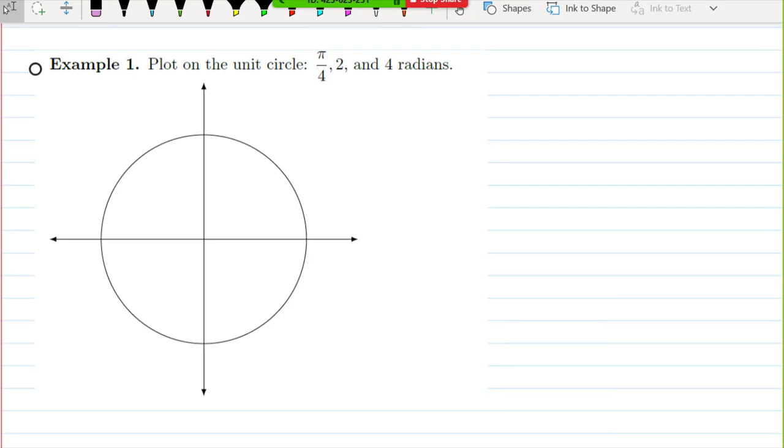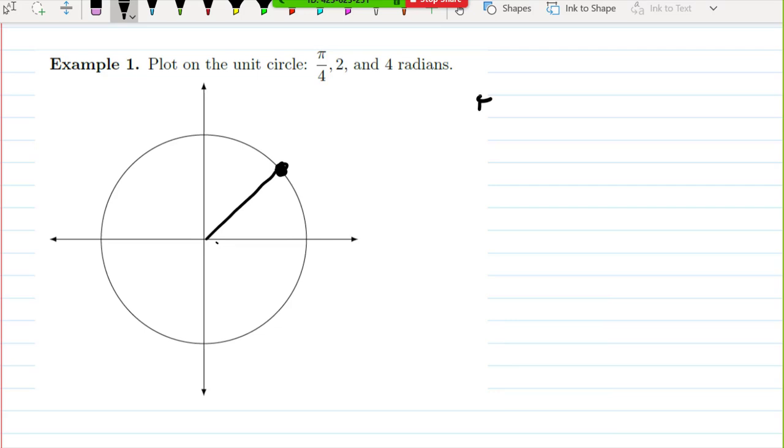Well, how much of a circle is pi over 4 radians going to be? Well, what's the entire distance around the circle again? 2 pi, right? So pi over 4, well, one way we could know is that just convert it to degrees. So pi over 4 is going to be 45 degrees. So it's going to be here.